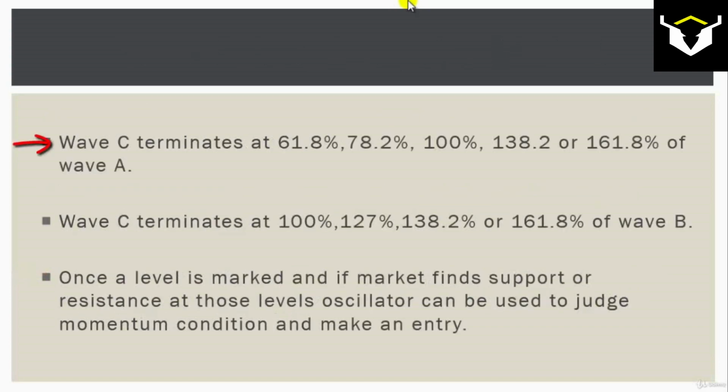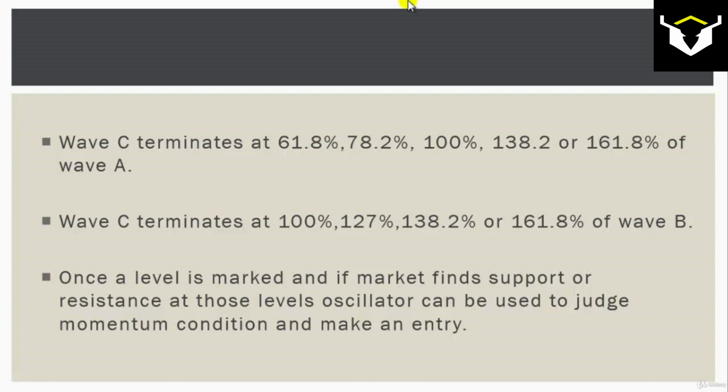Wave C tends to terminate at 61.8, 78.2, 100%, 138.2 or 161.8% of wave A. These are the important levels or ratios that you need to remember while plotting ratios on wave C.